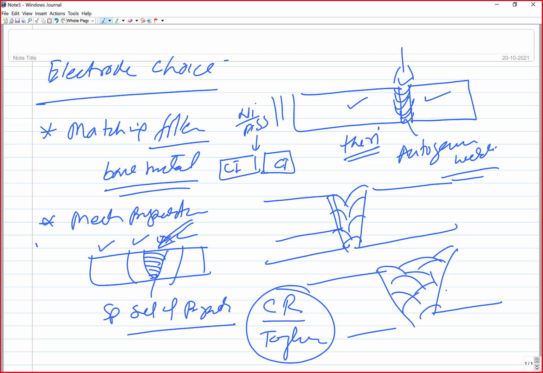So what kind of properties you are looking for to achieve in the weld joint, accordingly we choose the filler. One simplest case is to use the matching filler, and if you want a different set of properties to deal with specific requirements, then go for the properties in the filler that are needed.